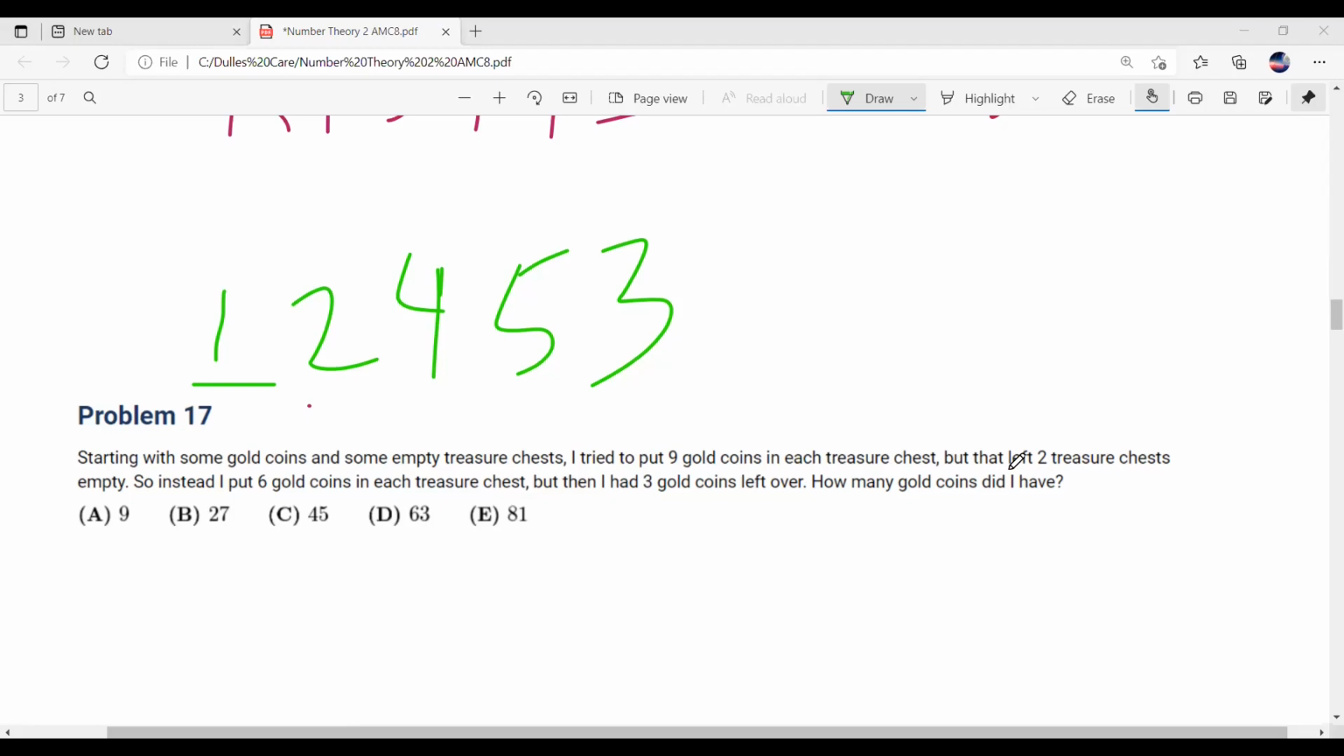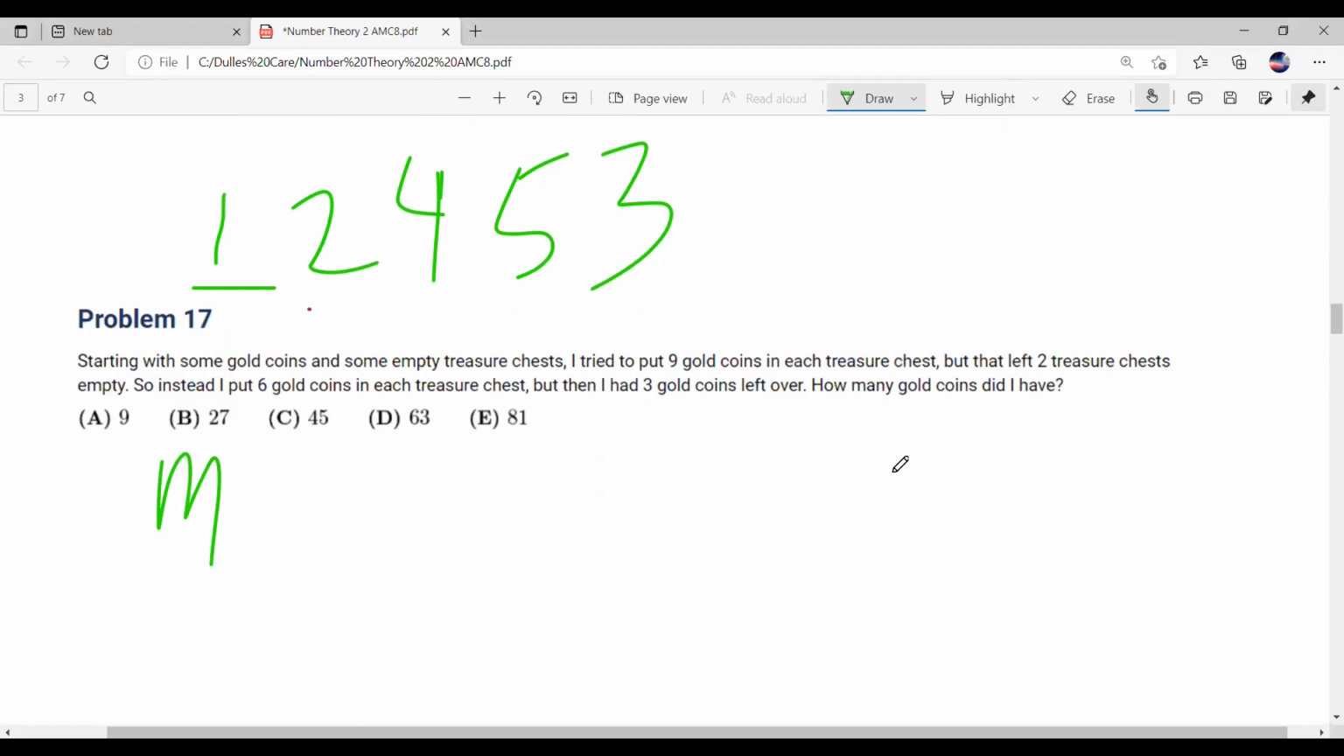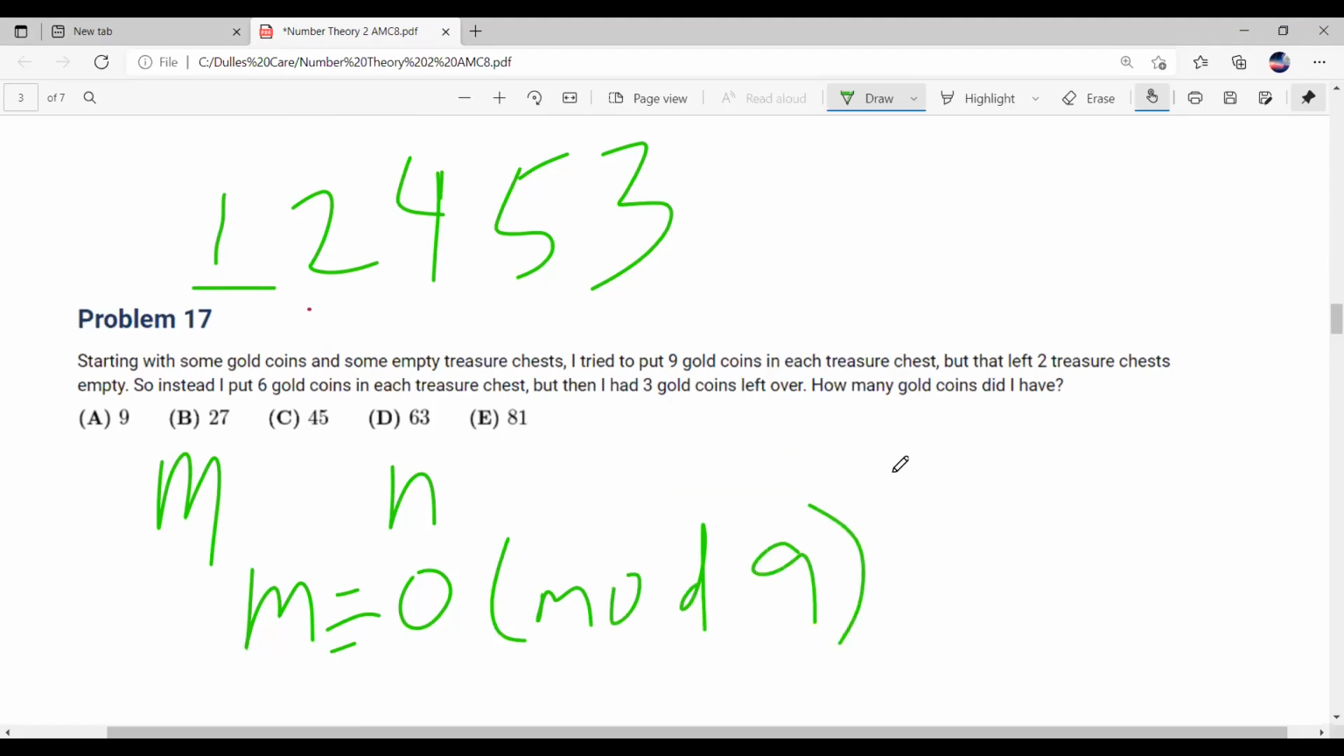So what does that tell us? Well, that tells us that M, the number of gold coins I have, is divisible by 9. But if I instead put 6 gold coins in each treasure chest, then I have 3 gold coins left over. How many gold coins do I have? So let's say I have M gold coins in N treasure chests. We know that M is some multiple of 9, so M is 0 mod 9. And if I put 6 gold coins in each treasure chest, that would be 6N. 6N plus 3 is equal to M.